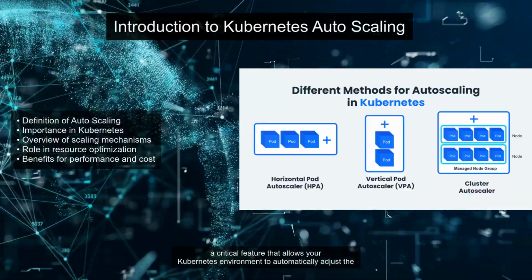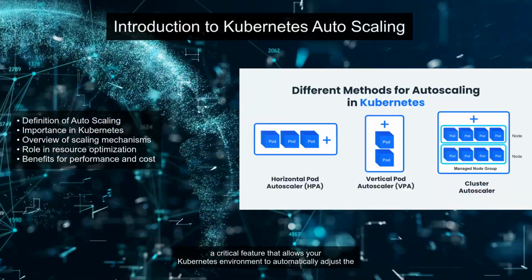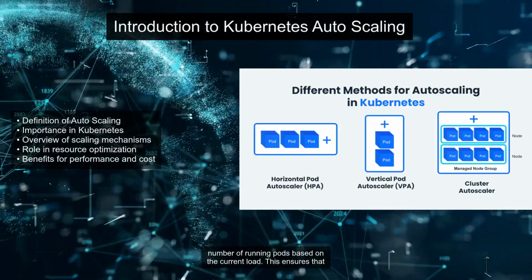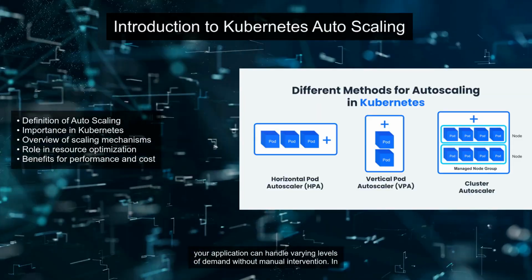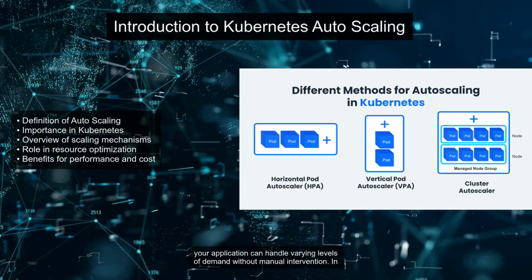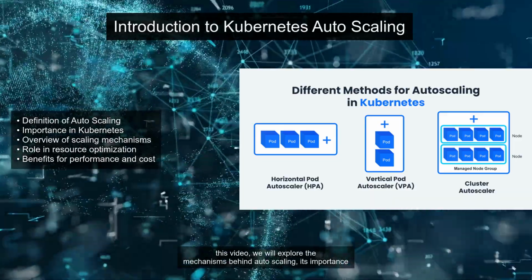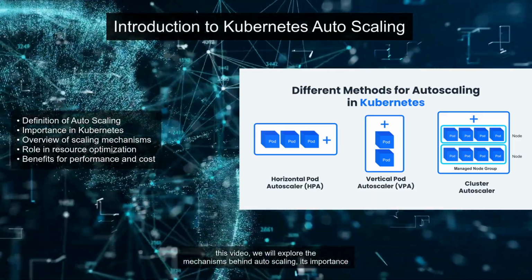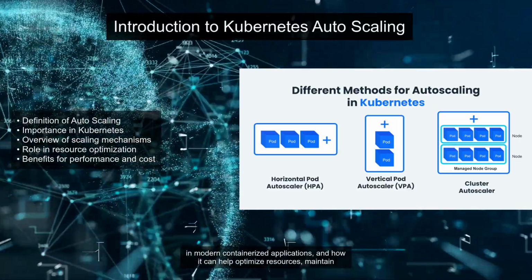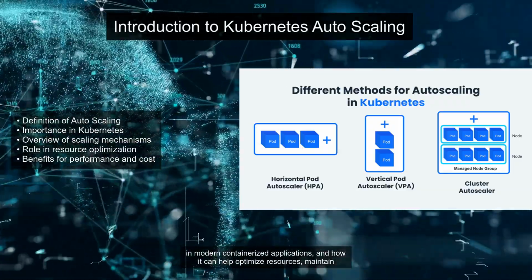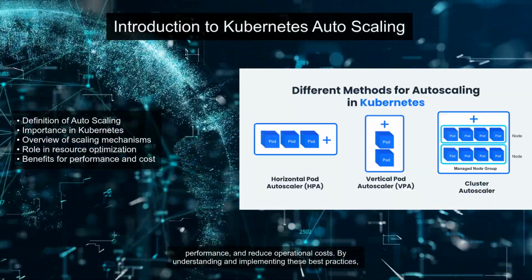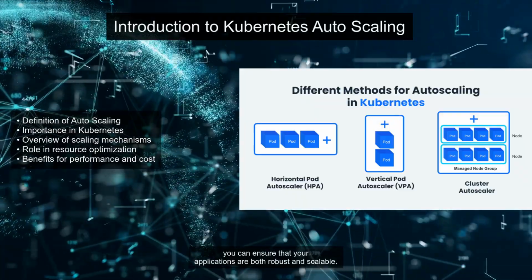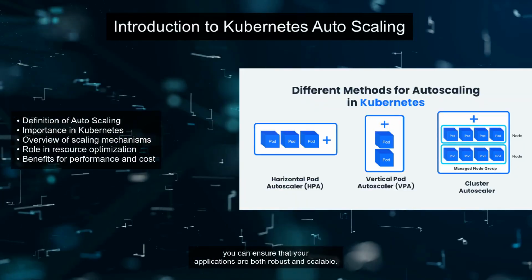Auto-scaling is a critical feature that allows your Kubernetes environment to automatically adjust the number of running pods based on the current load. This ensures that your application can handle varying levels of demand without manual intervention. In this video, we will explore the mechanisms behind auto-scaling, its importance in modern containerized applications, and how it can help optimize resources, maintain performance, and reduce operational costs. By understanding and implementing these best practices, you can ensure that your applications are both robust and scalable.